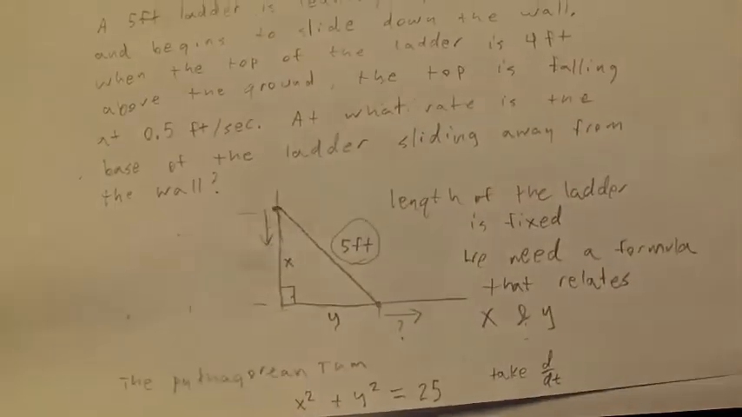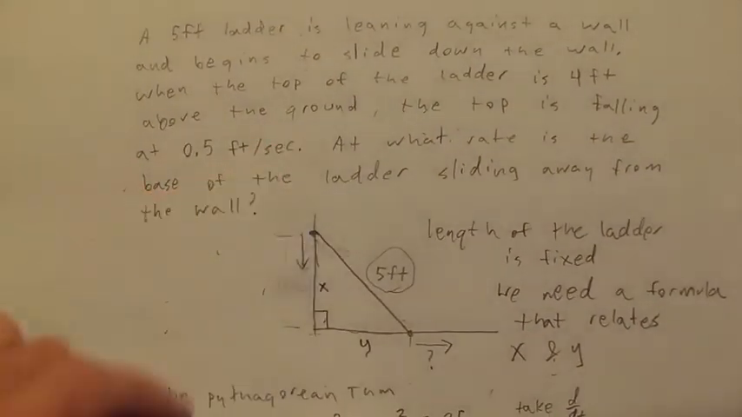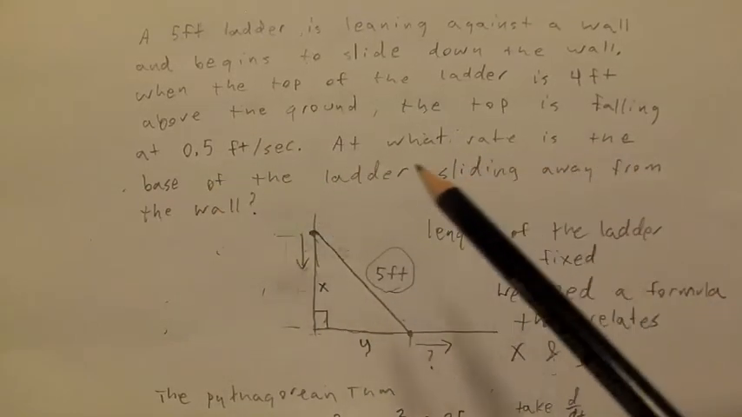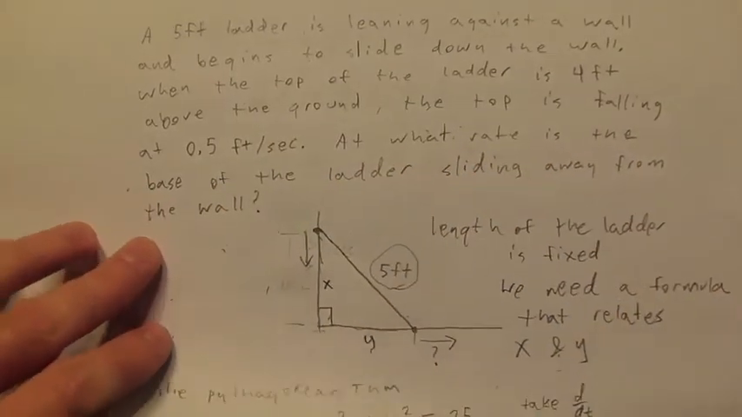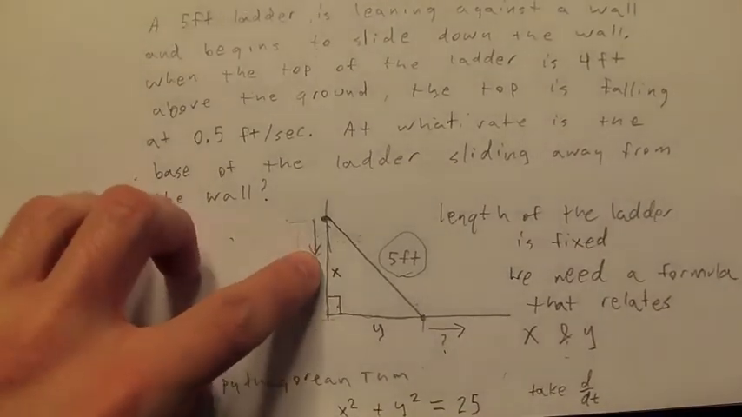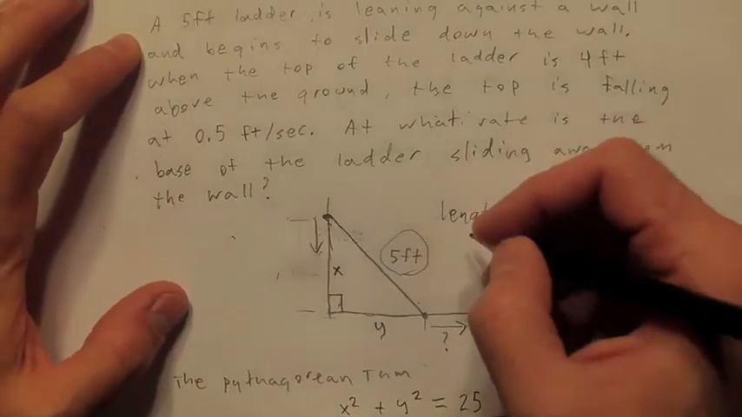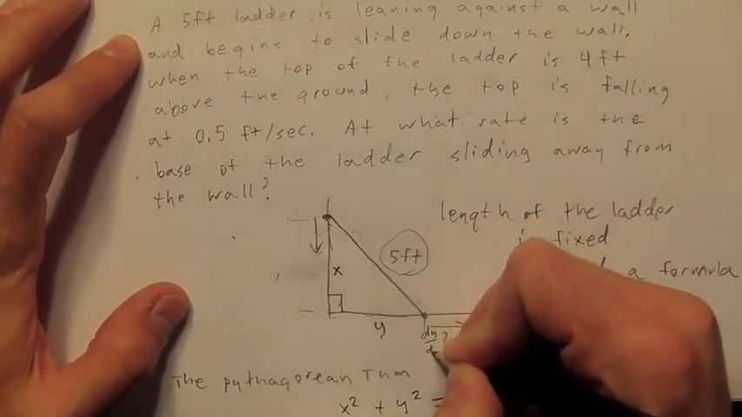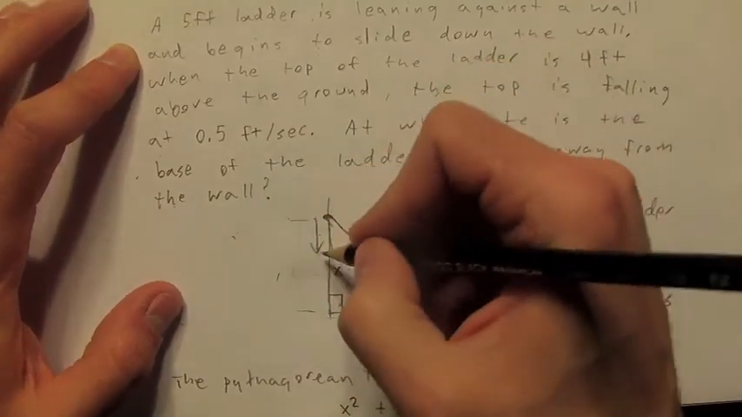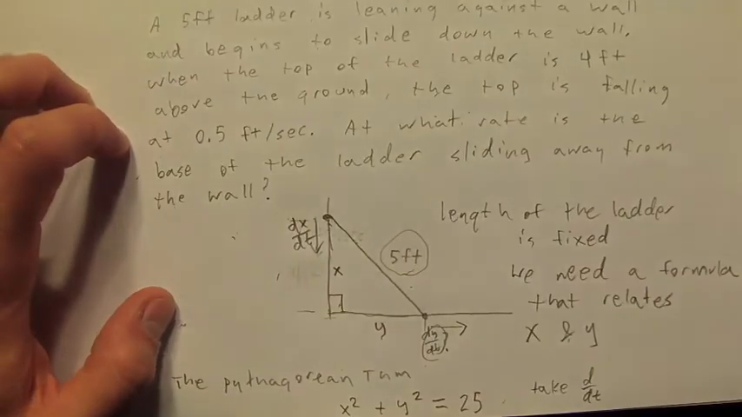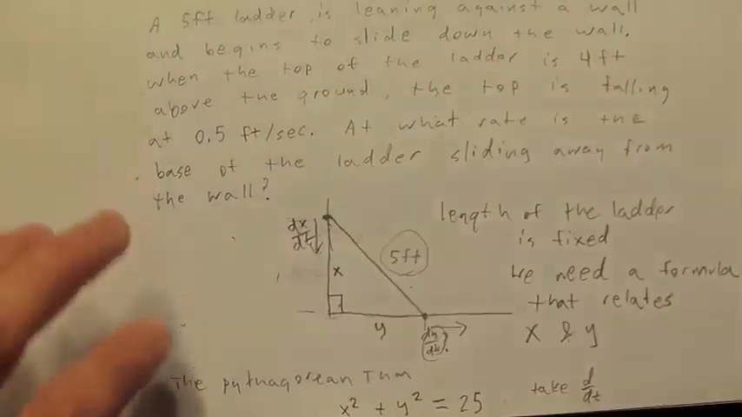Now let's go back to our problem here. Right, so we're asked, at what rate is the base of the ladder sliding away from the wall? Now, what rate would that be? Would that be the rate of x, or is that the rate of y? Well, that's what we're looking for, is the rate of y. Right? We're actually given the rate of x. What is the rate of x? Go ahead and say it. Okay. It's given to us as 0.5 feet per second.